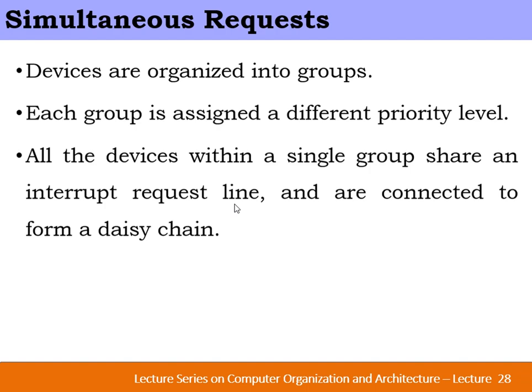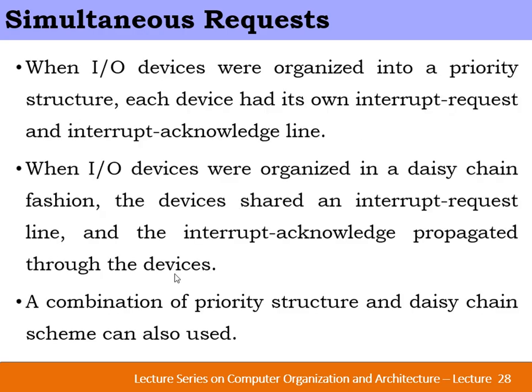So the first objective is, when we are trying to combine both technologies, that is the priority mechanism as well as the daisy chain mechanism. In case of priority, we know that the device which has the highest priority has to get service first. Therefore, in case of priority mechanism, it is required to assign a priority level for each and every device. Whereas in case of daisy chain, we will be making use of fewer wires. That is, we are going to make use of a common interrupt request line.